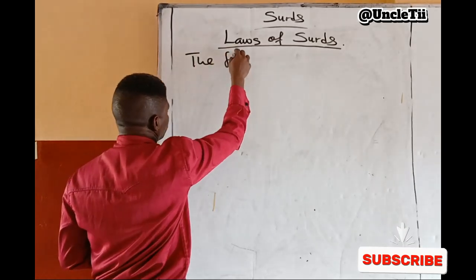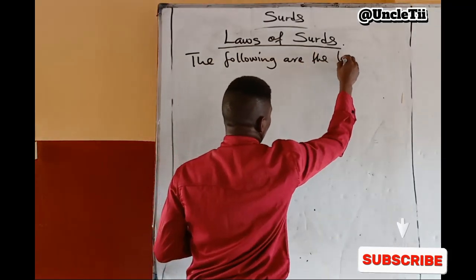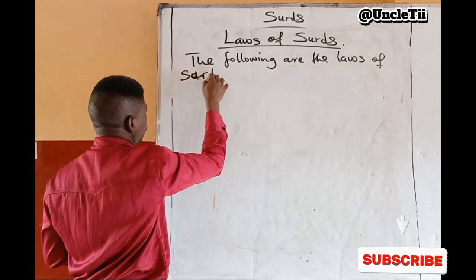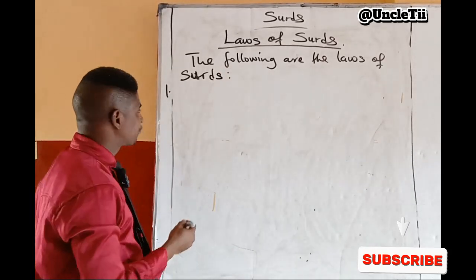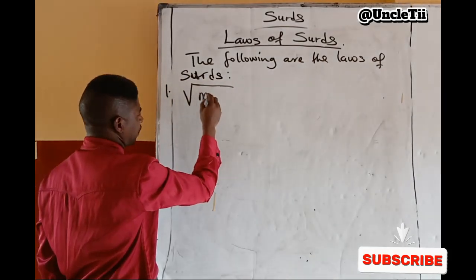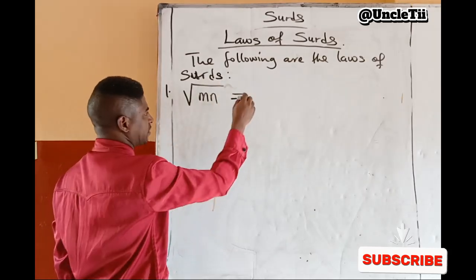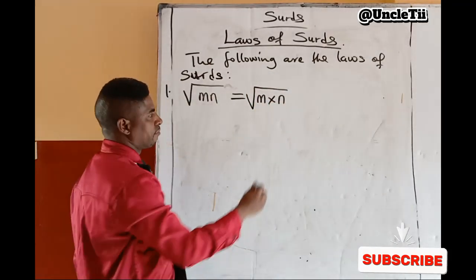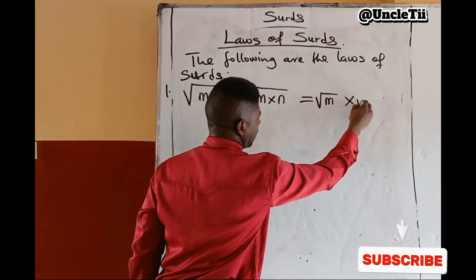The following are the laws of surds. Number one, if we have root or square root of mn, it's exactly the same thing as saying root or square root of m times n, and it's exactly the same thing as saying root m multiplied by root n.